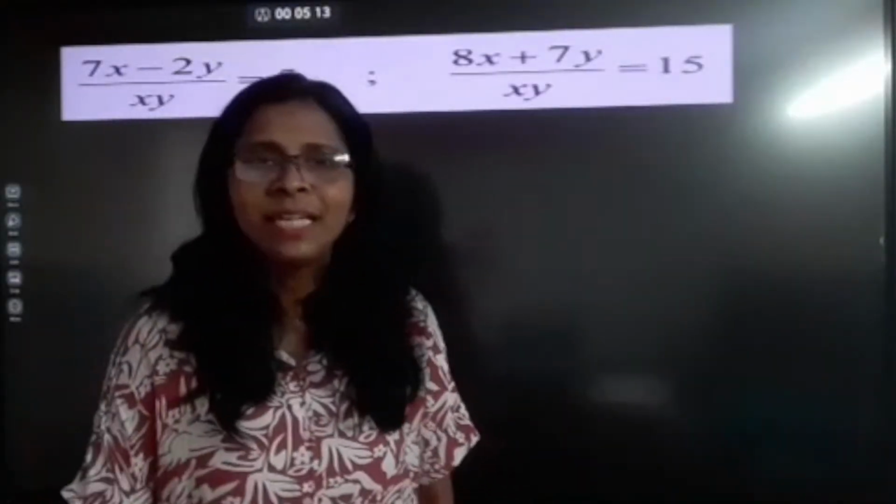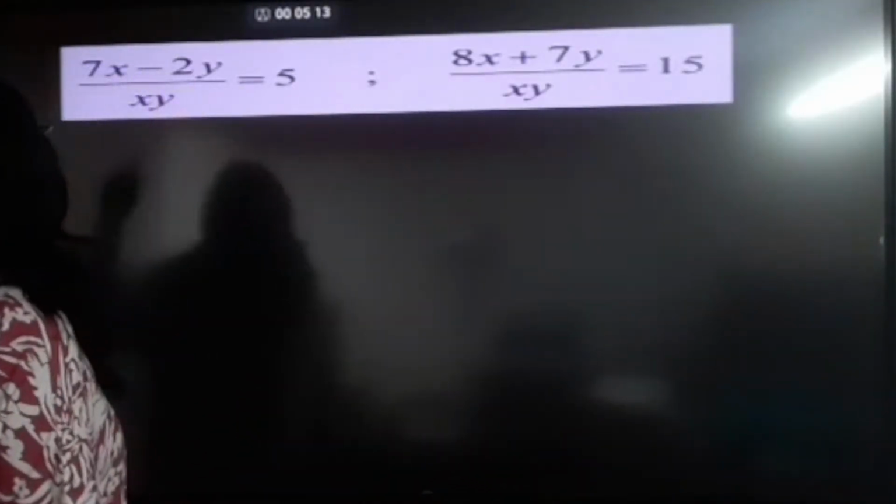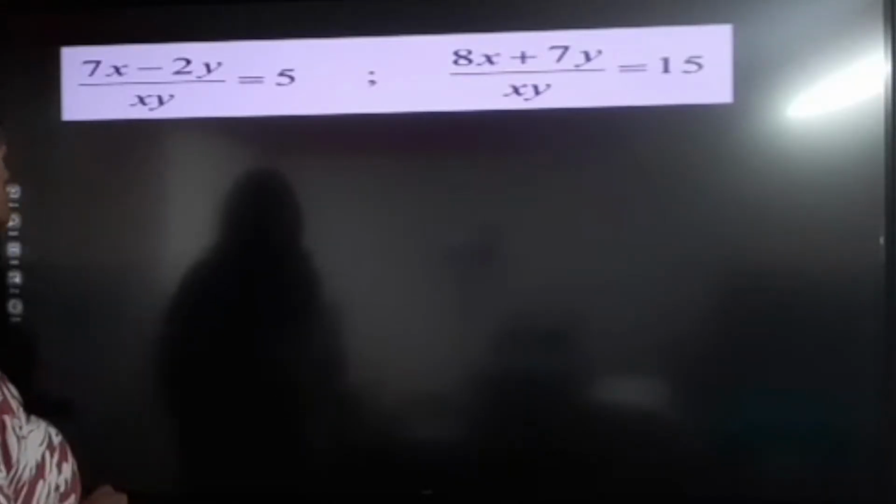Okay, so the next example is 7x minus 2y is equal to 5.